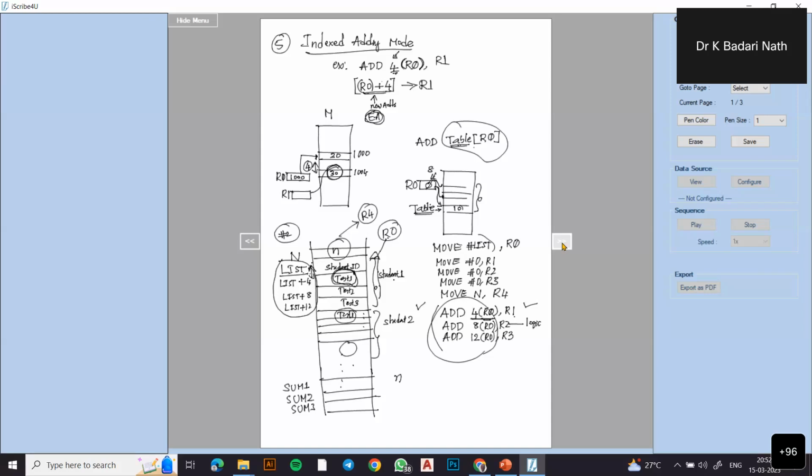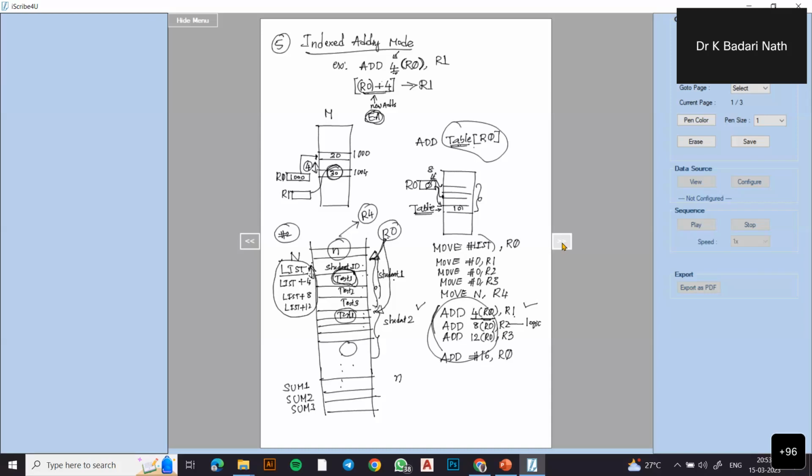So now I have finished all my operations. Every time I finish an operation, I have to go to the next record. Now, where is the next record? How many bytes is the next record? So we know that 4 plus 4 plus 4 plus 4, 16 bytes, is occupied by one record. Now R0 is pointing to the first record. I should make R0 point to the second record. So how much do I have to add? Add 16, that is an immediate value, to R0. Now the pointer will point to the second record.